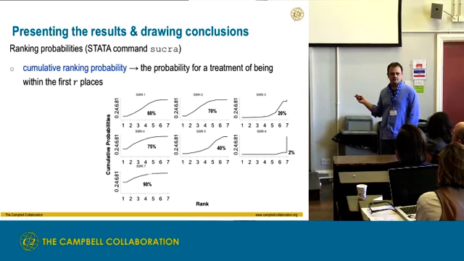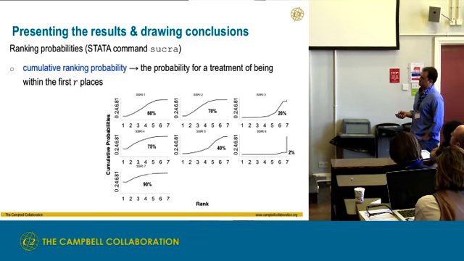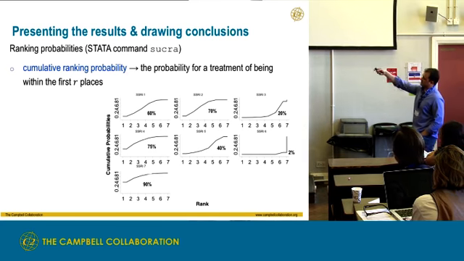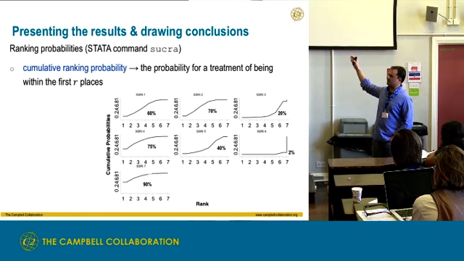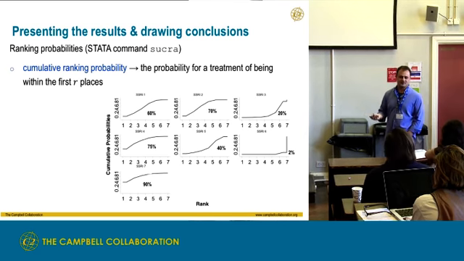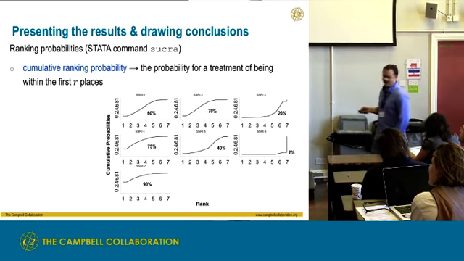Was that clear? We call this SUCRA, which means, I forgot what it means. Oh, surface under the cumulative ranking curve, I think it is.